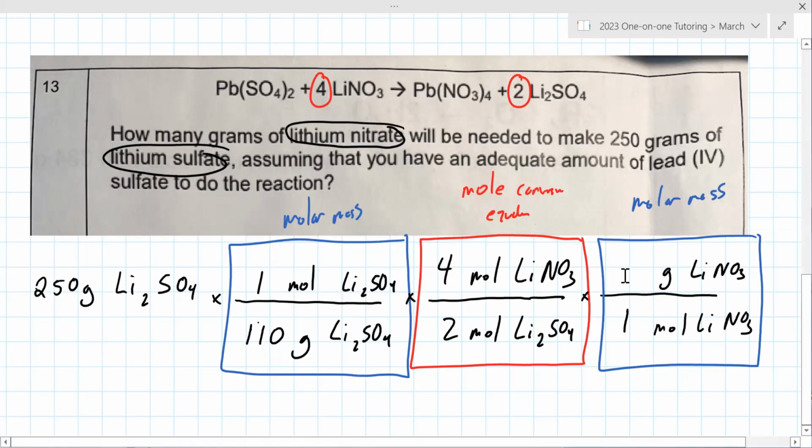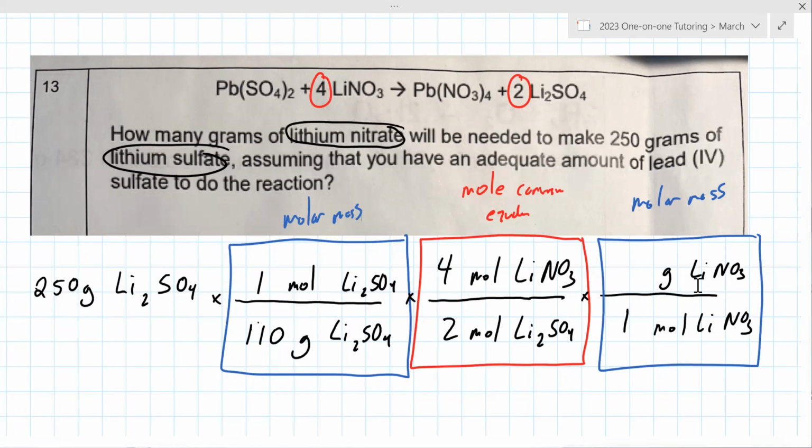So you've got to find the molar mass of LiNO3. Sorry, Matthew. Just walk me through it one more time. Yeah, please, keep asking.